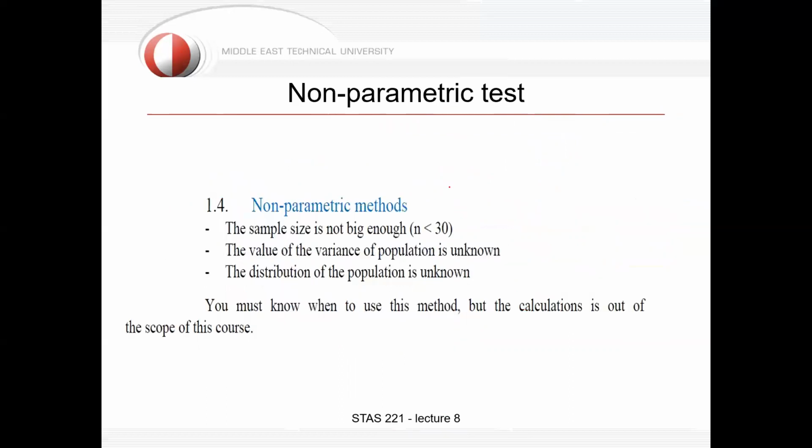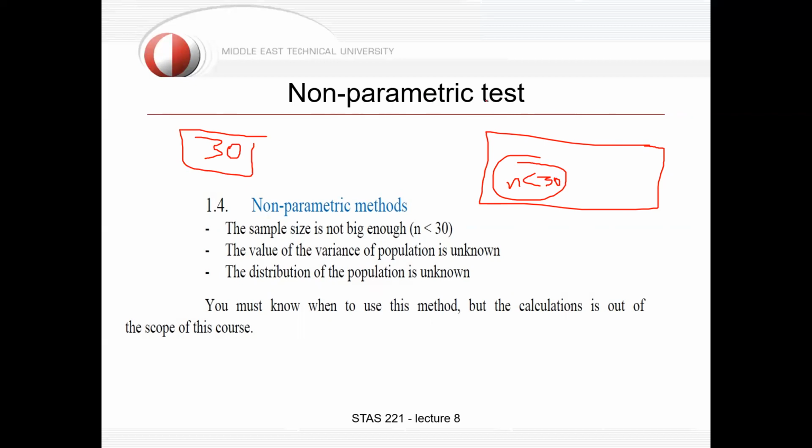Okay, next one. What if the sample size is not big enough? Even 29 we said is not big enough, but if it is exactly 30, consider it big enough. So the variance of the population is unknown. The distribution of the population is also unknown. I don't know whether the population is normally distributed or not.